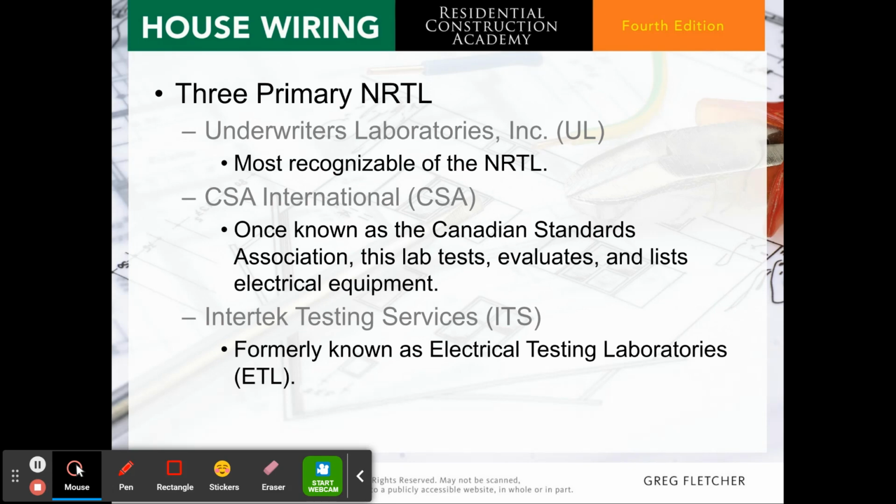Three primary NRTLs that you'll see are the Underwriters Laboratories, or UL. You'll see this on a lot of appliances. CSA International, once known as the Canadian Standards Association. They test, evaluate, and list electrical equipment. Intertek Testing Services, formerly known as Electrical Testing Laboratories.